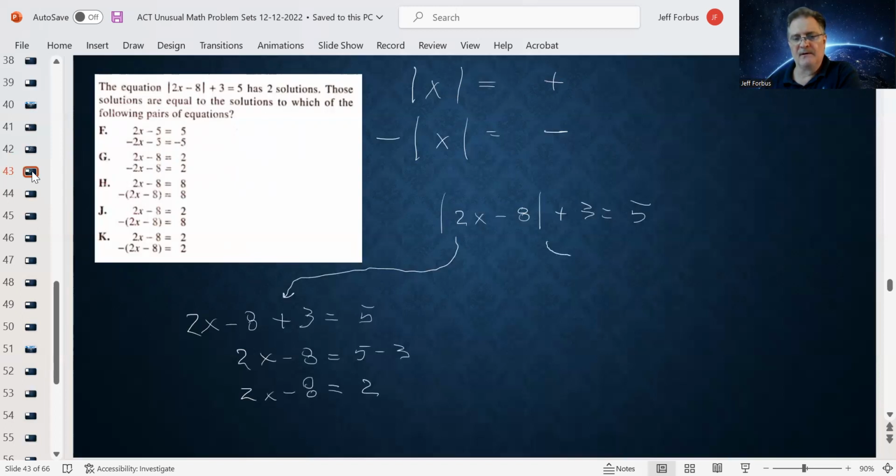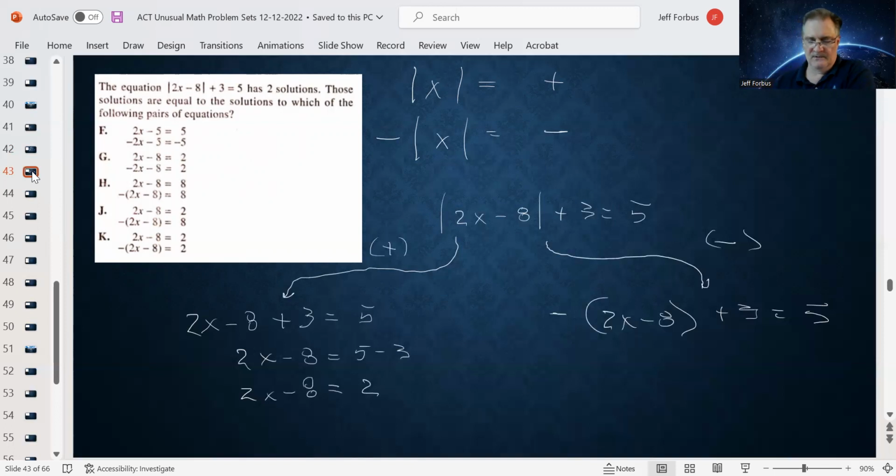Now we can do the same thing over here. We're going to look at it from a negative standpoint. Over here was from the positive standpoint. So we can rewrite this by putting a negative sign on the outside of the absolute value bars, and I'm going to replace them with the parentheses here. So negative of 2x minus 8, plus 3 is equal to 5. Well, subtract your 3 over, and then we get a negative 2x, sorry, let me make that more round, minus 8 is equal to 5 minus 3, which is equal to 2.